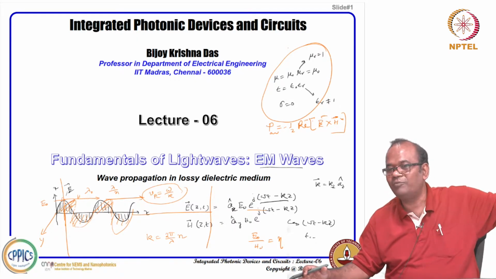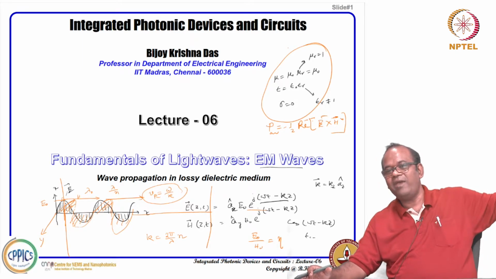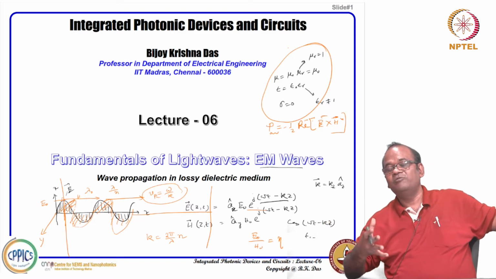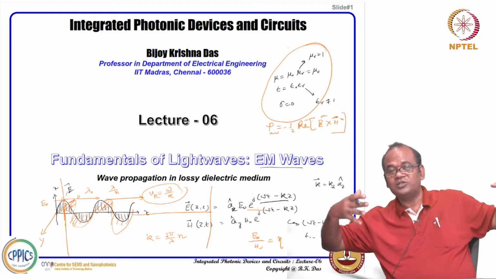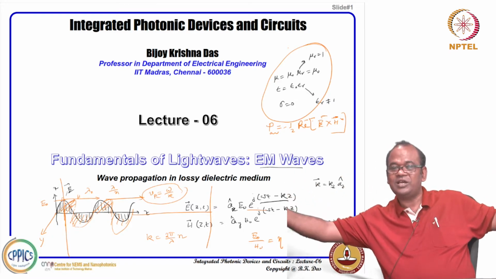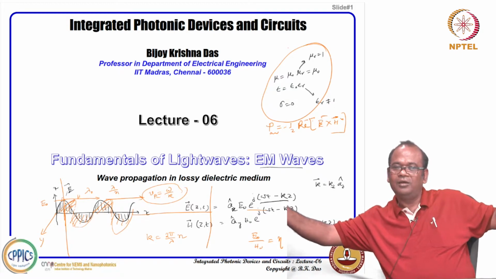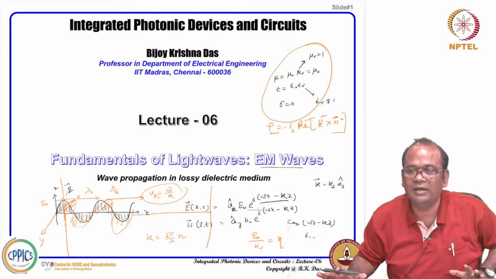A source can be somewhere, and from the source an electromagnetic wave is generated, and that electromagnetic wave is propagating in free space or a homogeneous dielectric medium without any loss. The energy can flow as long as you desire, as it travels as a function of time, right.